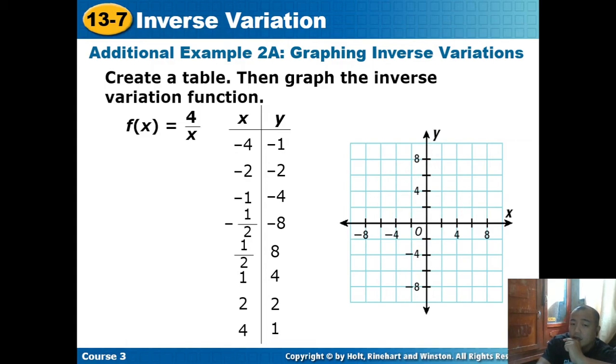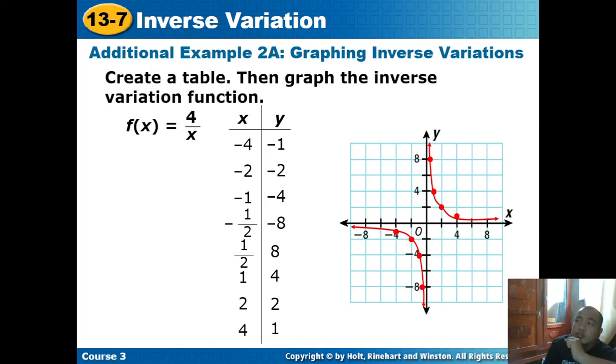Let us determine the points: negative 4, negative 1; negative 2, negative 2; negative 1, negative 4; negative 1 half, negative 8; 1 half, 8; 1, 4; 2, 2; 4, 1. Connecting the points, okay, we have two smooth curves.